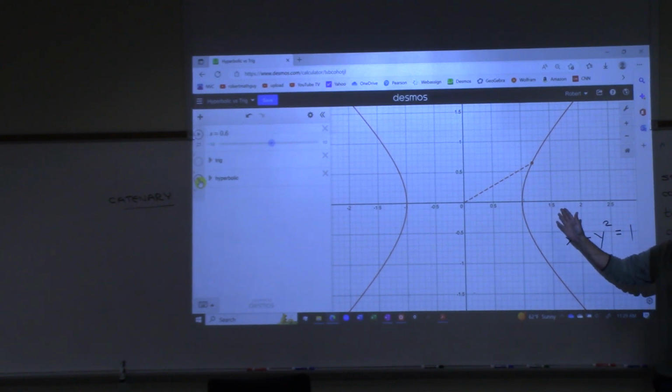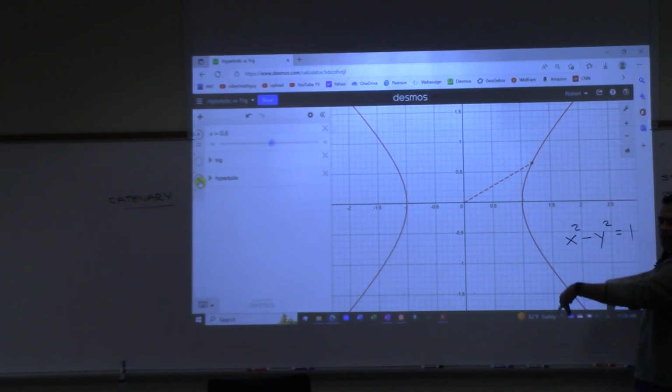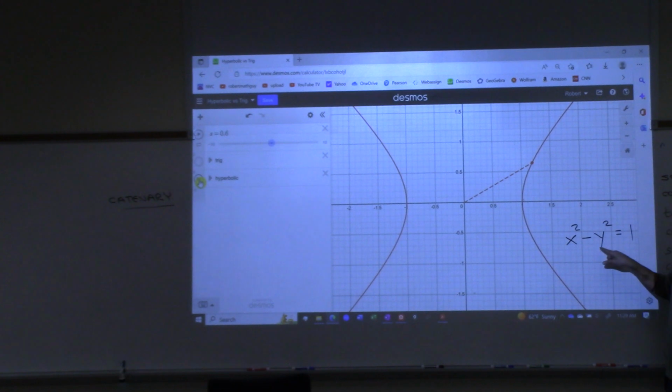That's a hyperbola. That's what we call it, right? That's the equation of a hyperbola. Actually, that's what I typed into Desmos, and it graphed that for me, all right? If I type this in with a plus, it draws the circle, the unit circle. But if I draw it with the minus, it draws that, all right?